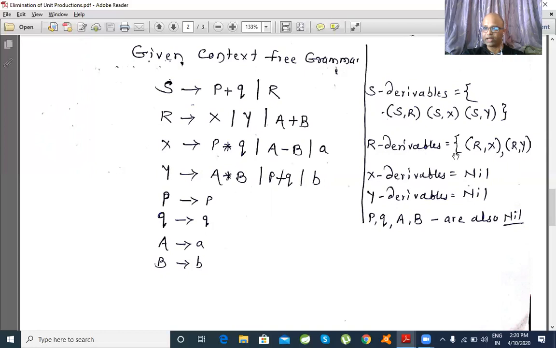So R derivables, one more thing, this is how we add it. So Y is R derivable. So we have a unit production R producing Y. That is why this condition comes in this set.